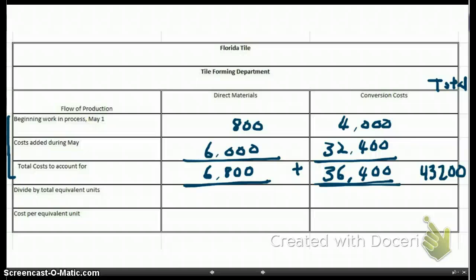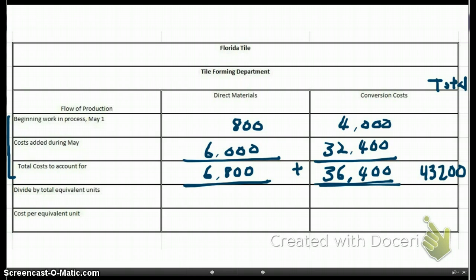What will you use this total for? When you go on to step 5, you're just going to make sure that the total cost that you ended up with is going to equal the total cost to account for you had in step 3. Moving on to step 4. Step 4 says compute the cost per equivalent unit. That's what you're going to use these next two line items for.